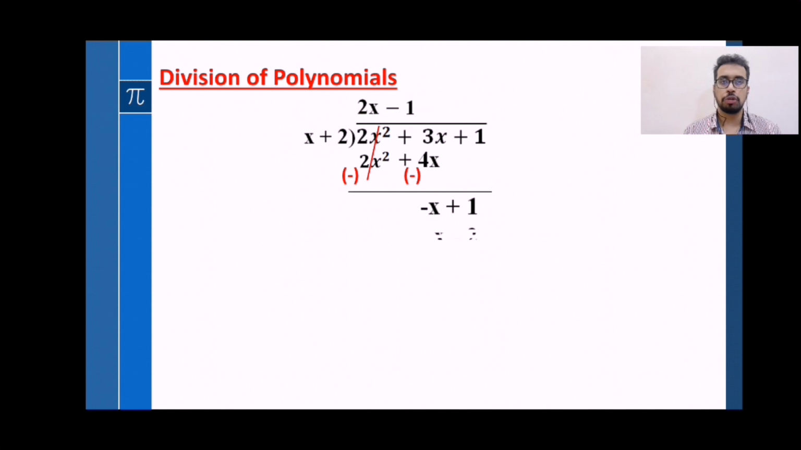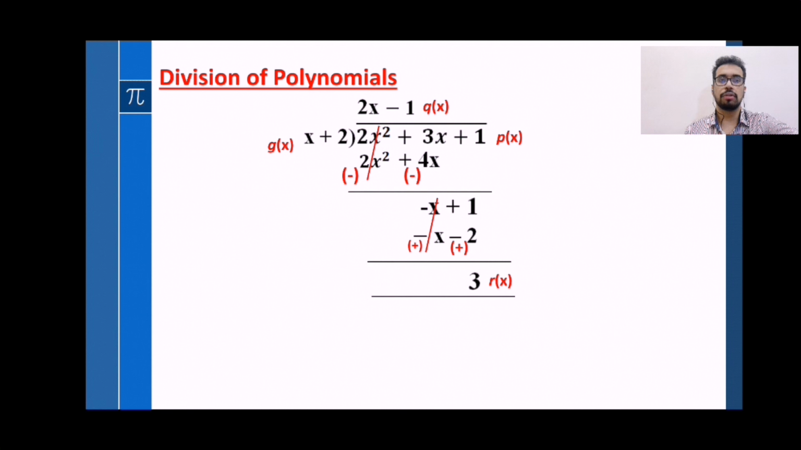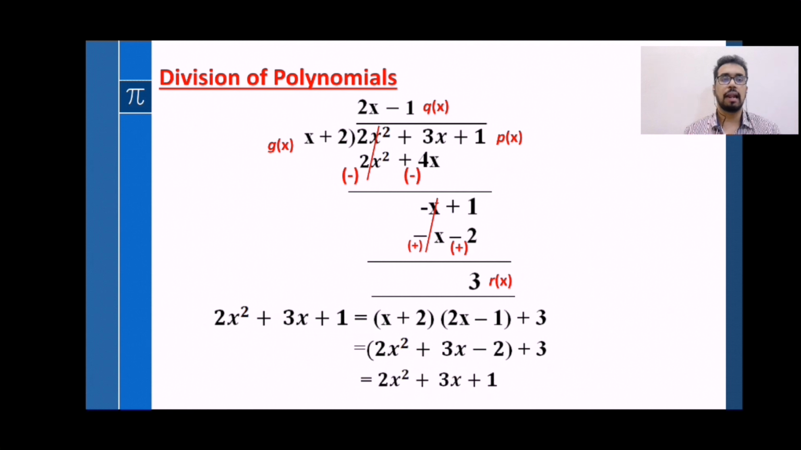Next, my suitable quotient would be minus 1, giving me minus x minus 2. After subtracting, my answer would be 3. This completes my division process. Now, let us verify my division algorithm, which is p of x is equal to g of x into q of x plus r of x. As I substitute the values and solve them, I observe that the values of LHS and RHS are equal.